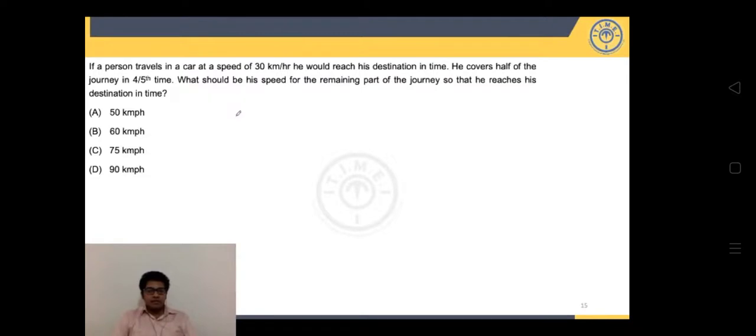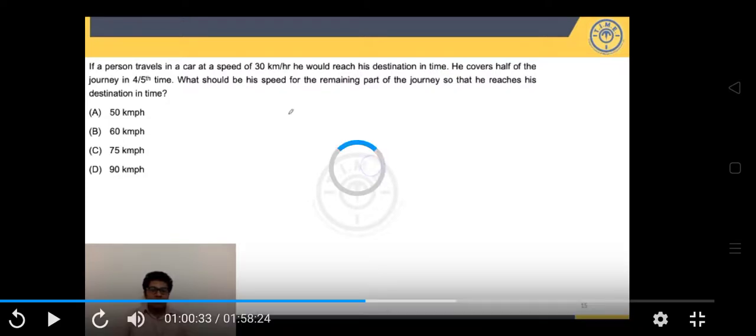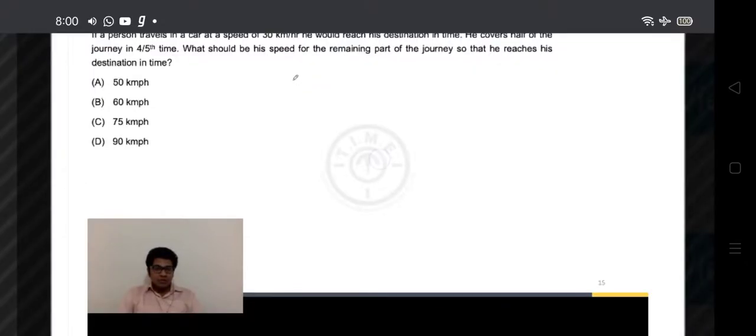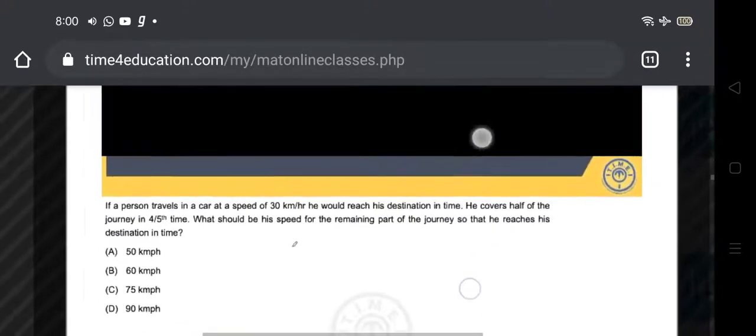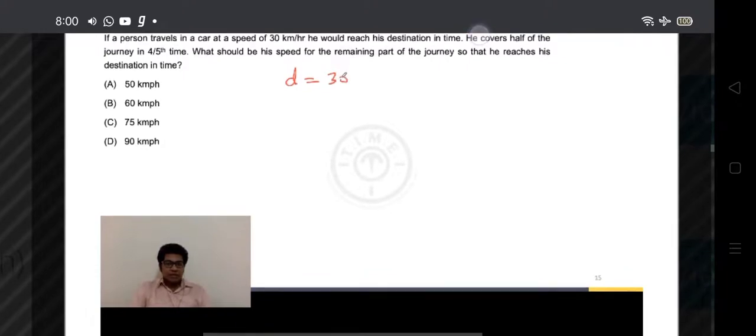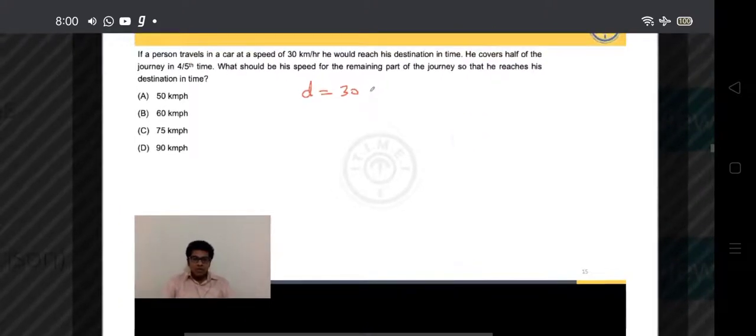Okay, let's see the next question here. If a person travels in a car at a speed of 30 kilometers per hour, he would reach his destination in time. Okay, now what is it? Travel at 30, I'll reach the destination. So distance equals speed into time. So what is the speed here? 30 kilometers per hour, in time. So into t. Right? So d is nothing but 30t. t is the actual time taken. Okay, so this distance is nothing but 30t.